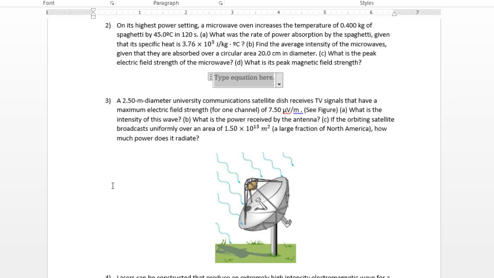Alright, so for this one, we have a microwave. We're microwaving our spaghetti. We have 0.4 kilos of spaghetti. That's a pretty good bit of spaghetti. And its temperature rises by 45 degrees in 120 seconds. The question is, what is the power absorption by the spaghetti?